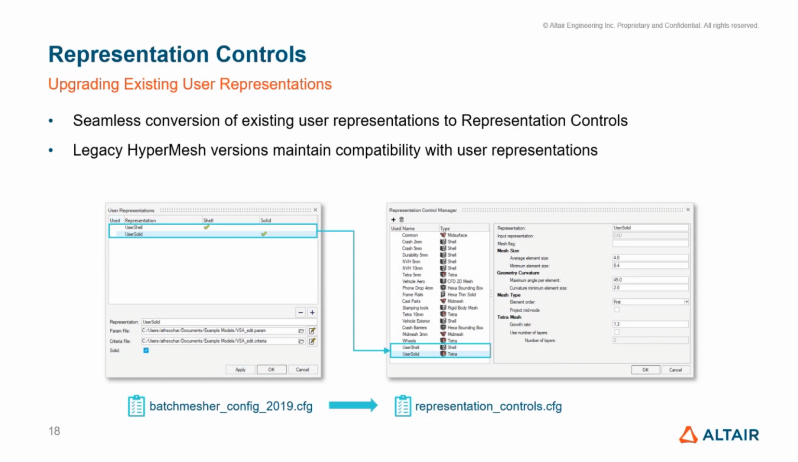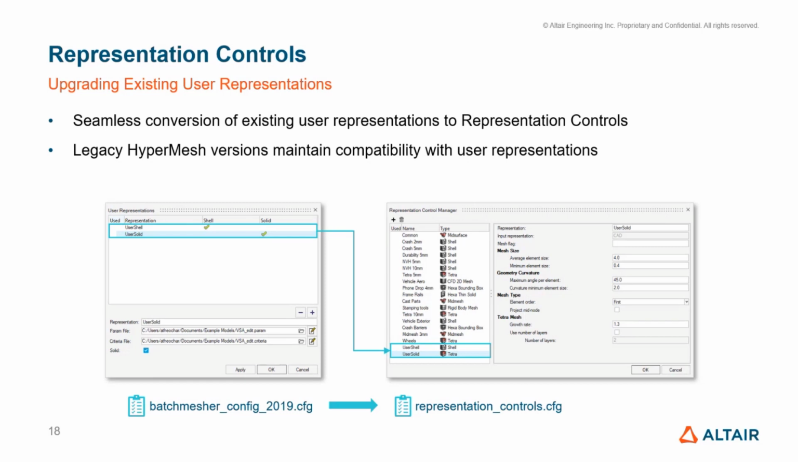Since user representations will no longer be available in 2023, any existing solid and cell user reps are going to be automatically converted to Tetra and cell rep controls the first time you launch HyperMesh 2023 on your machine. And at the same time, a new file called repcontrols.cfg is going to be automatically created in the starting directory of HyperMesh, which is going to keep all the info related to the rep control definitions.